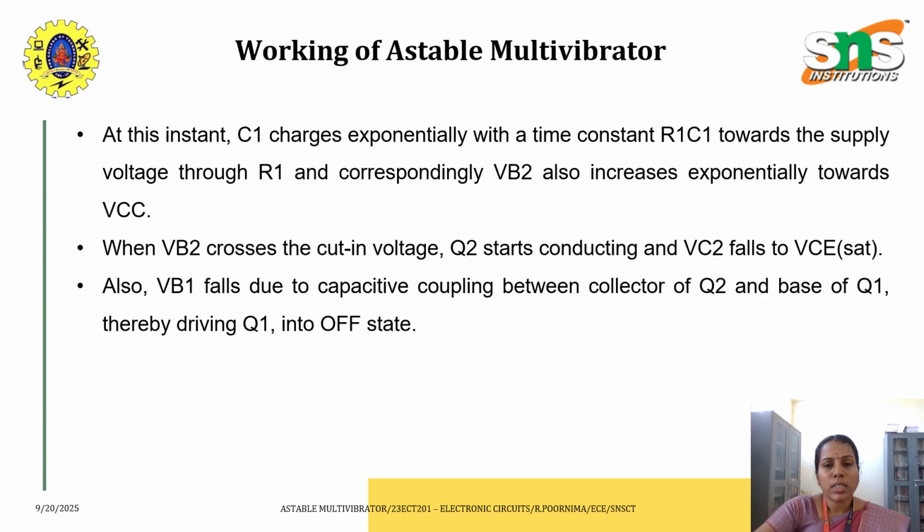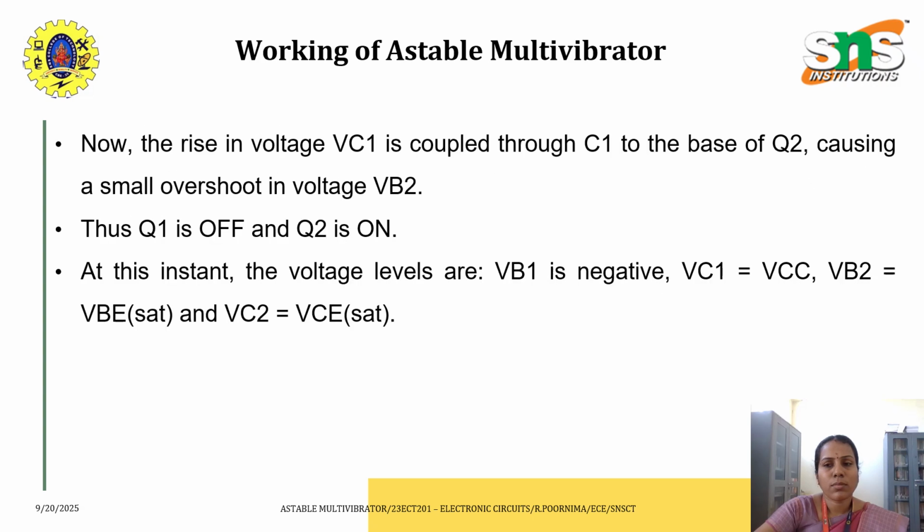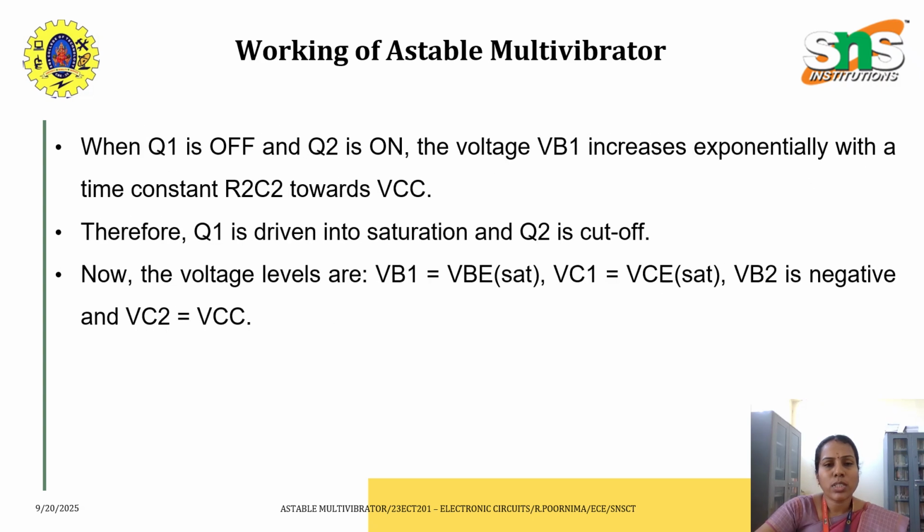When it crosses the cut-in voltage, the second transistor starts conducting, and VC2 falls to VCE saturation. Also VB1 falls due to capacitive coupling, driving Q1 into the off state. When Q1 is off and Q2 is on, the voltage VB1 increases exponentially with time constant R2C2. Therefore now Q1 is on and Q2 is cut off. Now the voltage levels are given like this.